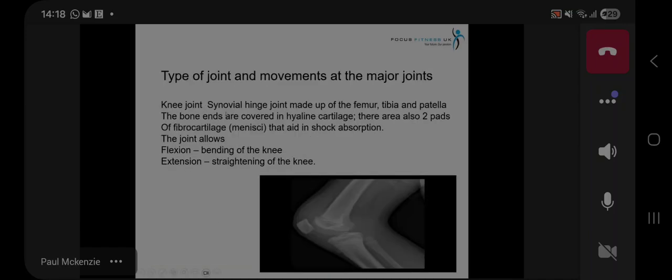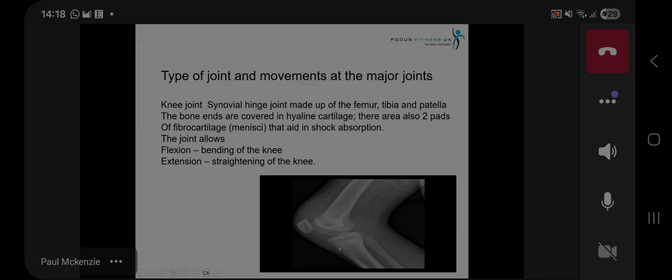Another example of a synovial joint is a knee joint. So it's a synovial hinge joint made from the femur, tibia, and patella. So this is an X-ray of a leg. So this is the femur, the thigh bone, patella, your kneecap, tibia, and the fibula. Bone ends are covered in hyaline cartilage. There are also two pads of fibrocartilage or meniscus.